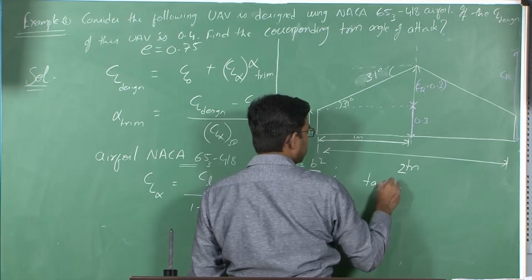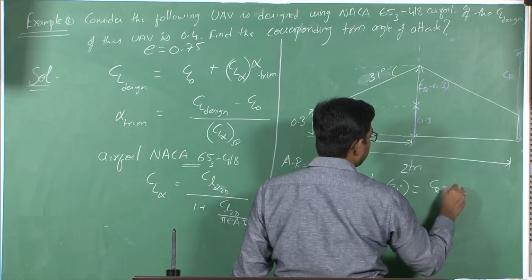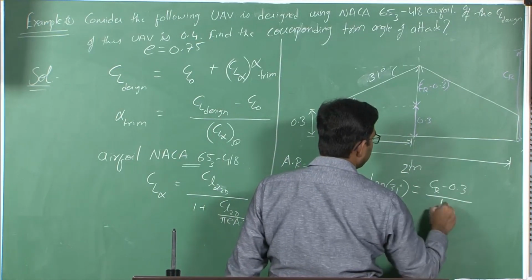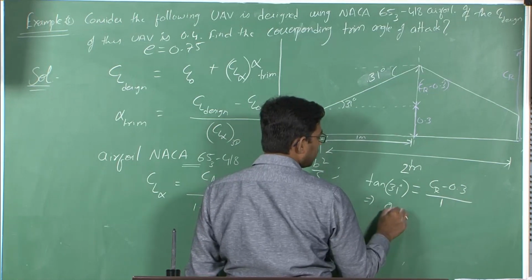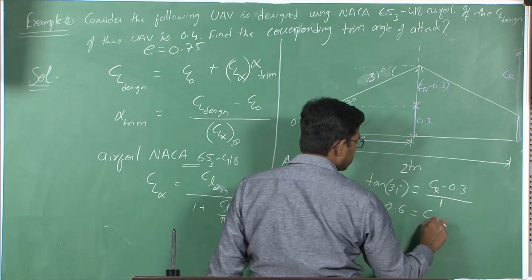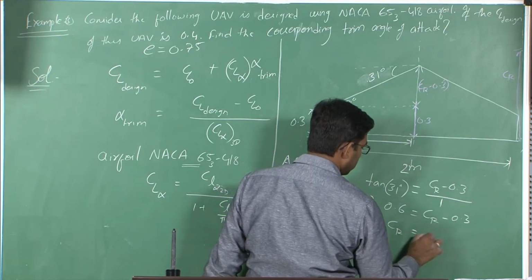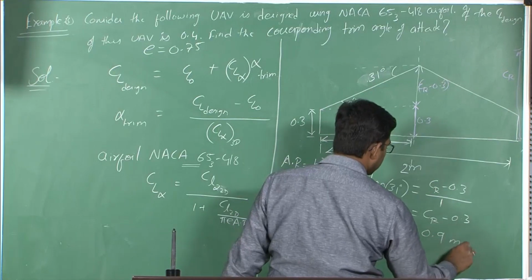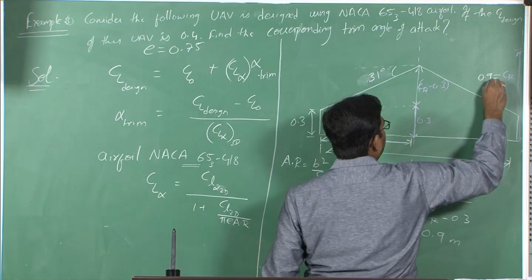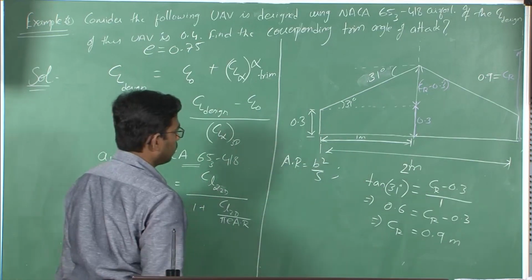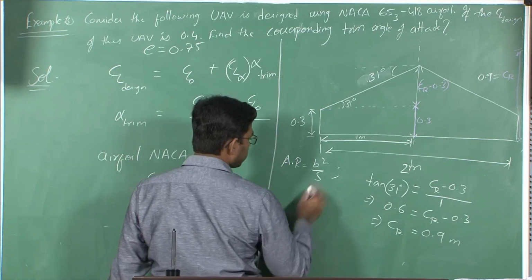So, tan 31 degrees is equal to (Cr minus 0.3) divided by 1. So, tan 31 is approximately 0.6, which is Cr minus 0.3. This implies the root chord is 0.9 meters. So, Cr here is 0.9. Once I have Cr, I can find out the area of this wing.